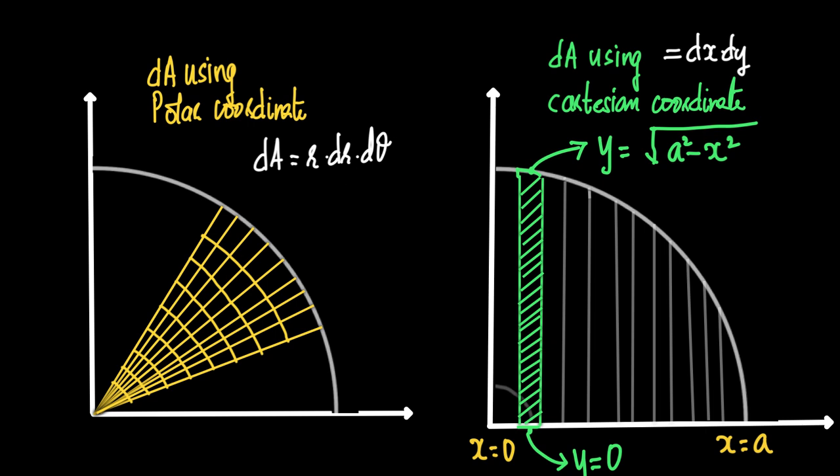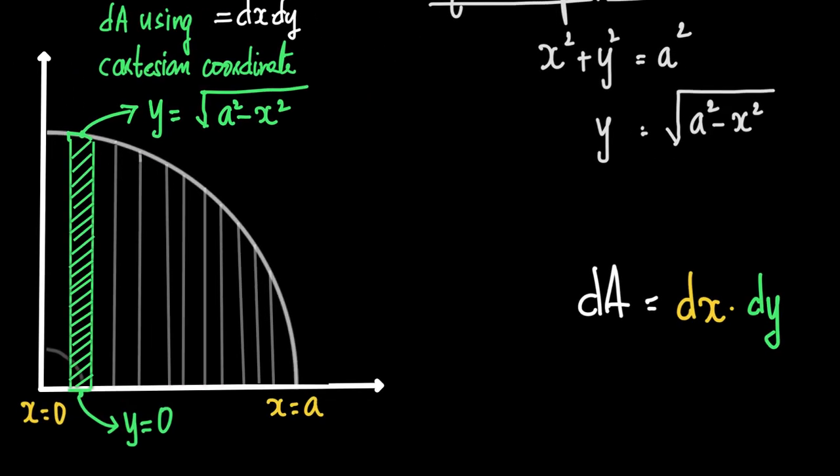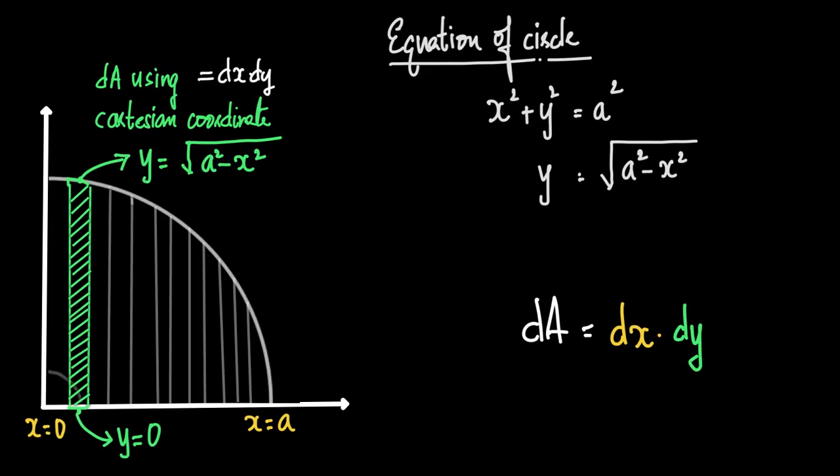So this is the primary difference that should come into your mind while using polar or Cartesian coordinates: r dr d theta and dx dy respectively. Okay, so that is point number one. Point number two, before we start the derivation, would be to understand this curve here. What does this curve represent?